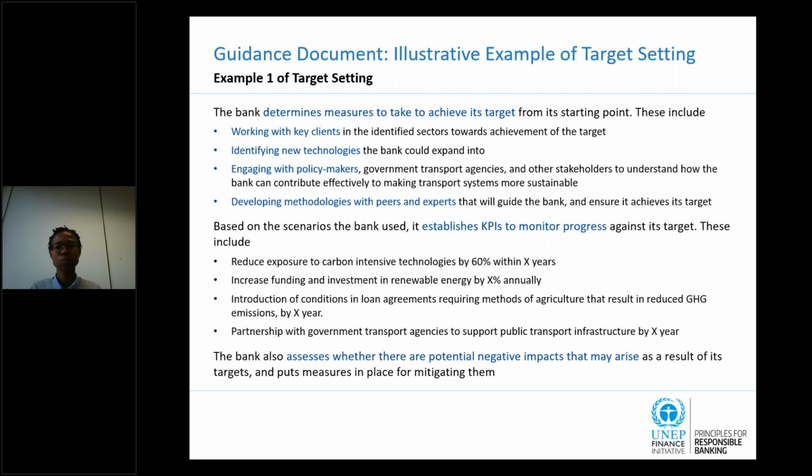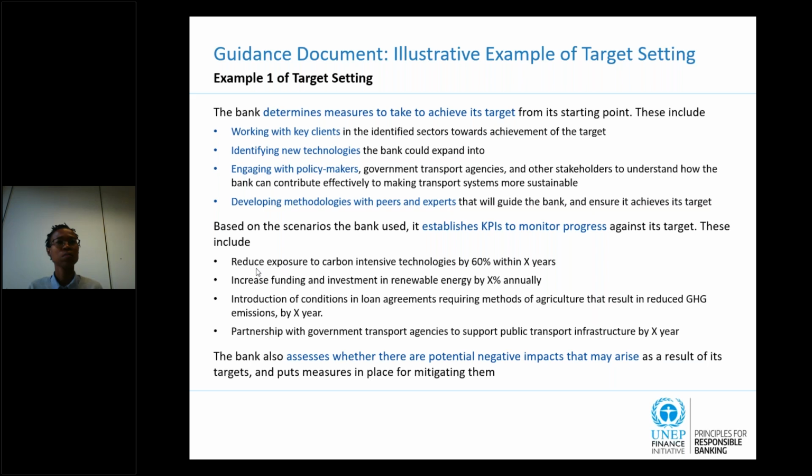So, for instance, these sub-targets or the KPIs might be the exposure to carbon-intensive technologies by what percent, and this can also be read as a target, so reducing our exposure to carbon-intensive technologies by 60% within X years, increasing funding and investment in renewable energy by X% on an annual basis, introduction of conditions in loan agreements requiring methods of agriculture that result in reduced greenhouse gas emissions by year X, partnering with government transport agencies to support public transport infrastructure by year X.